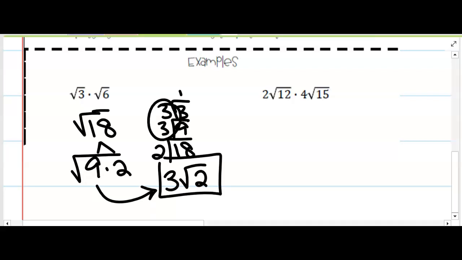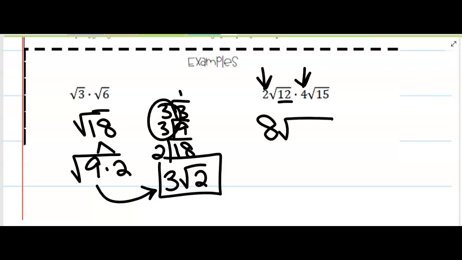Now, for our second one, I do have numbers on the outside. Since I have a 2 and a 4 on the outside, we're going to multiply both of them together, 2 times 4, and they're going to stay on the outside. That 8 is going to stay on the outside. Now I have a 12 and a 15, both underneath the radical, so I'm going to multiply those together. 12 times 15 is 180, and they are going to stay under the radical. Now the last thing we need to do is to make sure this is in simplest form, which this one most definitely is not.